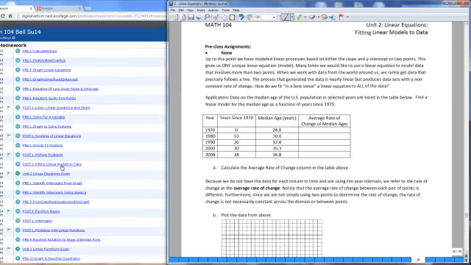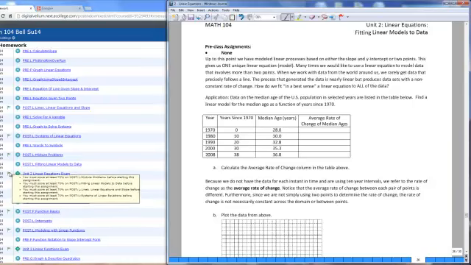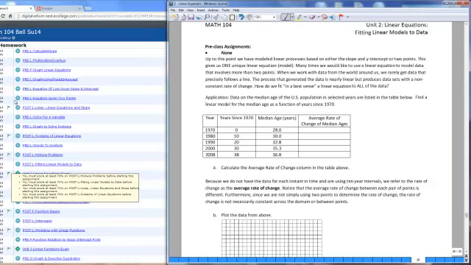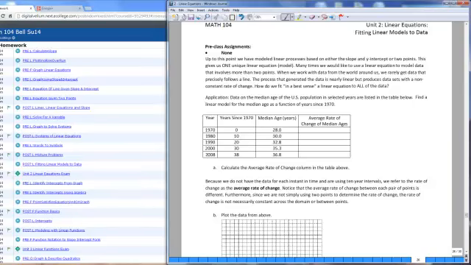Notice over here, fitting linear models to data. I'll cover this section, so it's the last topic before your Unit 2 Linear Equations exam is due, which getting on this very soon is good because you have more assignments due coming up the very next week.